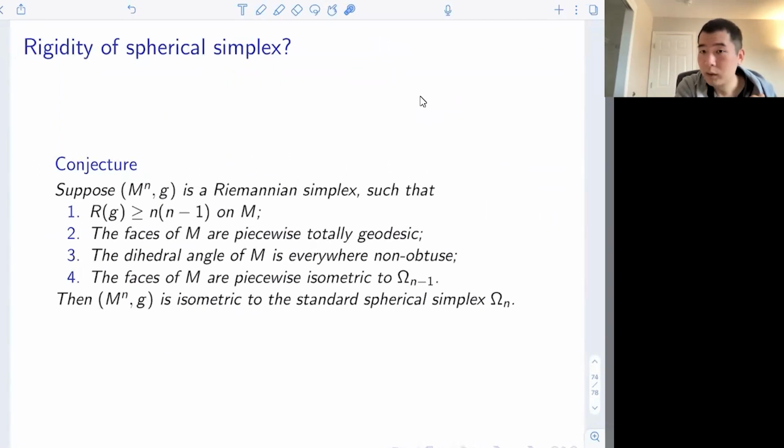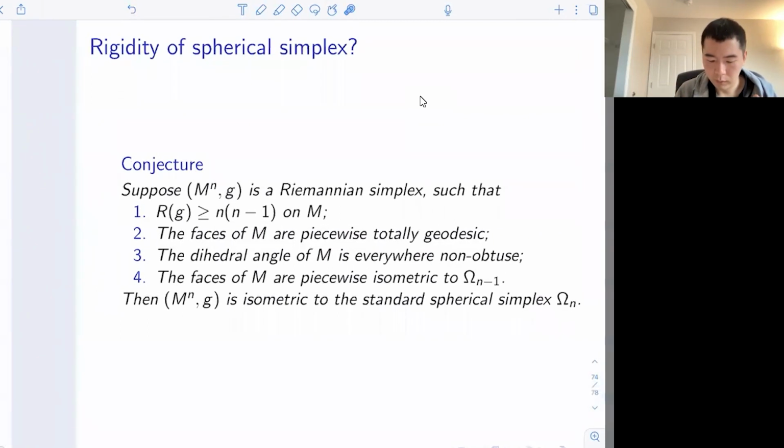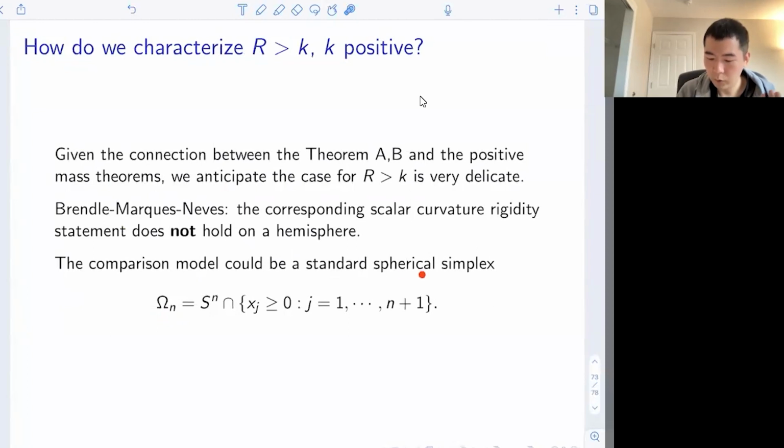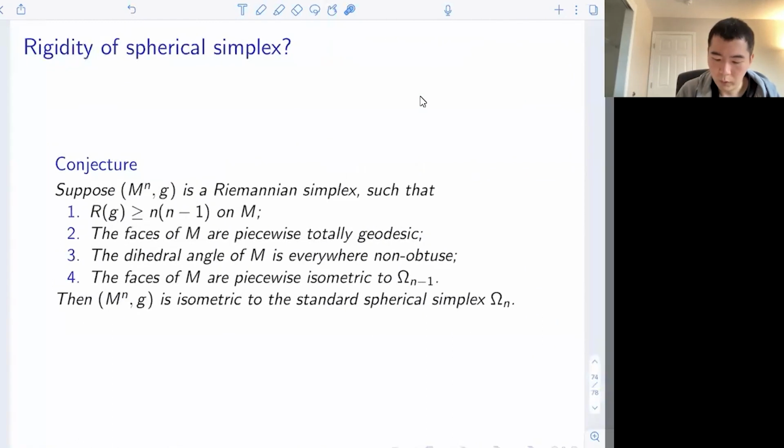With this in mind, one can formulate a conjecture as follows. Suppose you have a Riemannian simplex such that the scalar curvature is larger than or equal to the one on the sphere. Let's say the faces are piecewise totally geodesic, which is a much stronger condition, but we can start from here. Suppose that the dihedral angle is everywhere non-obtuse. The dihedral angle between the standard spherical simplices is everywhere pi/2. So in the comparison model it's non-obtuse, and let's assume that the faces are piecewise intrinsically isometric to a standard spherical simplex of one dimension lower. Then is the Riemannian simplex isometric to the standard spherical simplex omega n? This is the question.